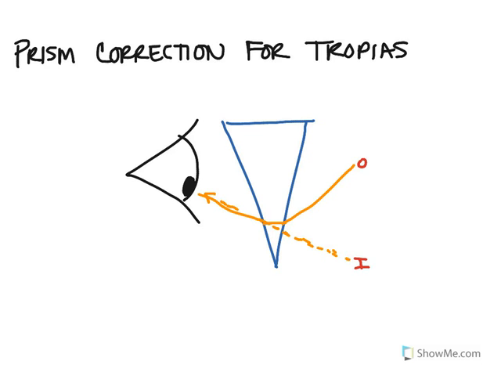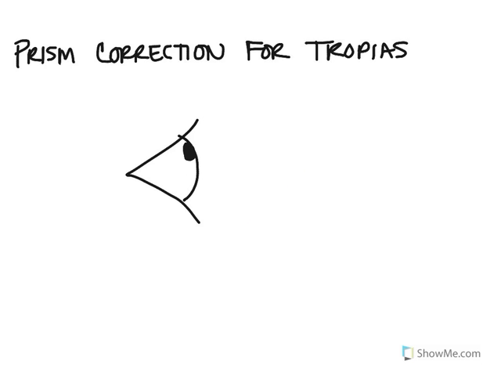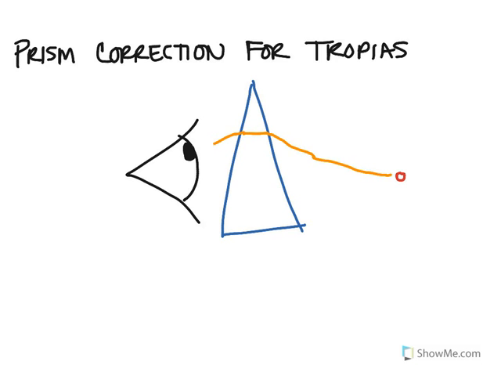If we have a hypertropia, the eye is deviated upward, and we could use a base down prism so that light that comes from this object is bent in such a way that it appears to be coming from straight ahead from the eye up here. So a base down prism would correct a hypertropia.